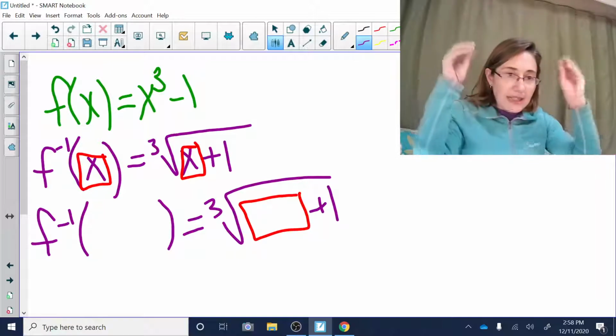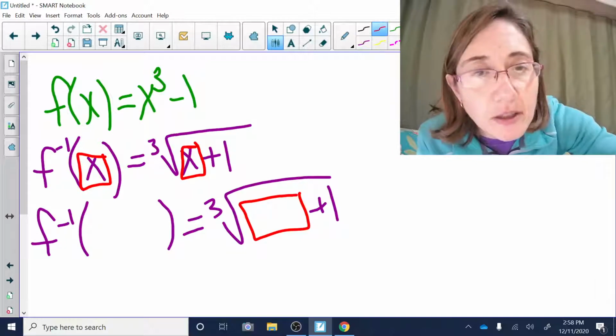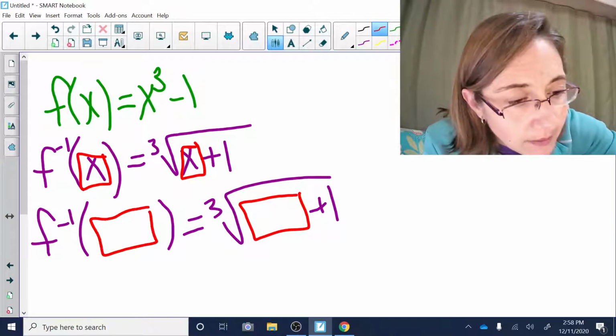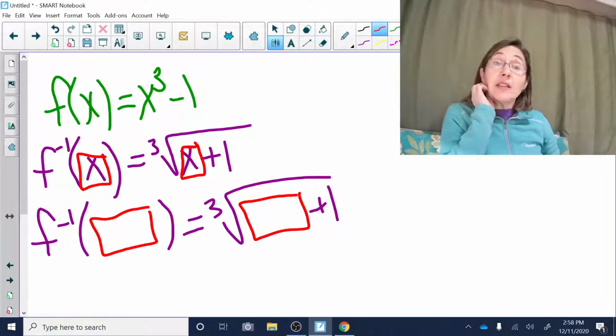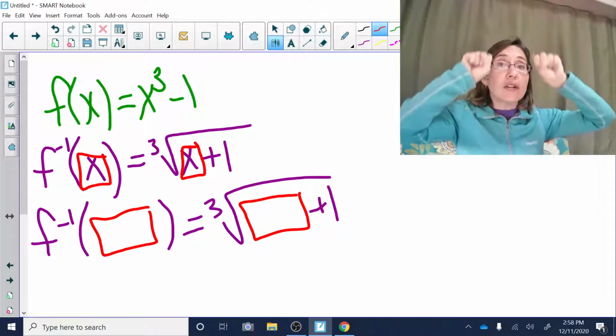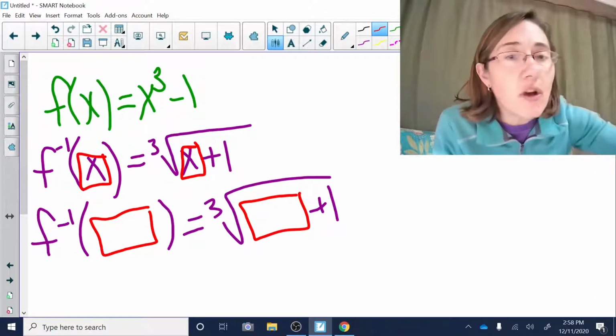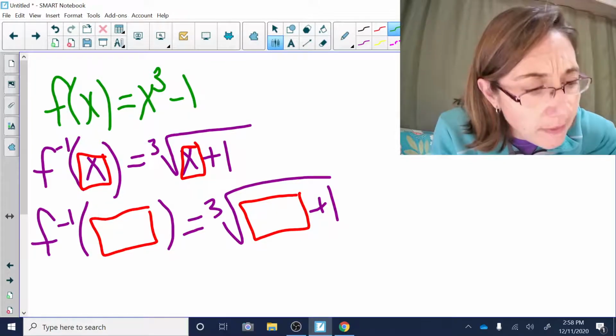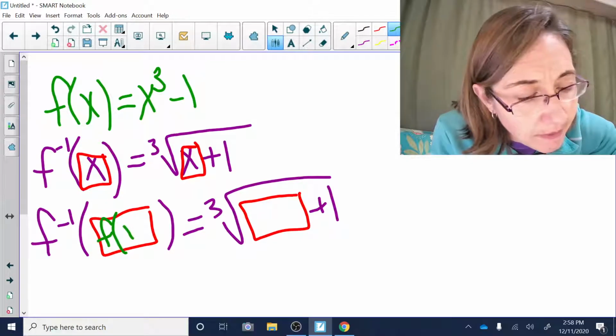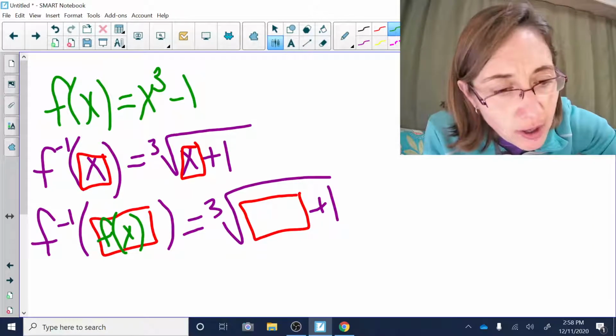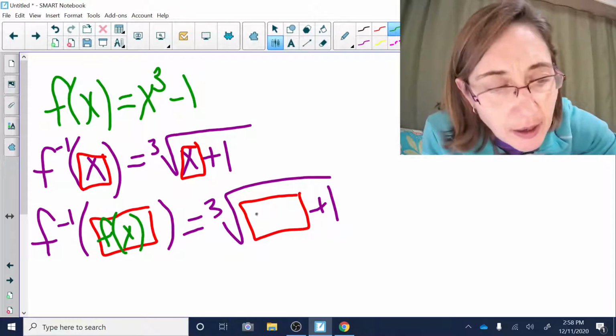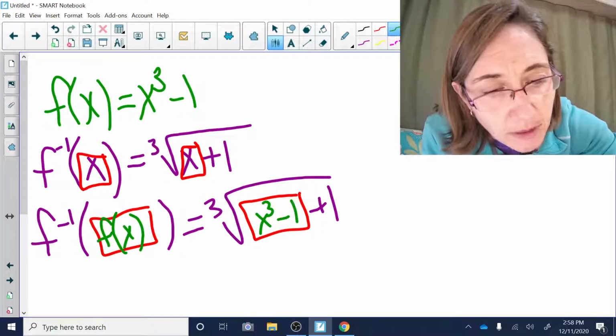Okay, so there's the same thing written. Oh, I forgot my red box over here. There, with some space to work. So into those red boxes, I'm going to insert my original function. On the function notation side, I'm going to put the f of x. And on the equation side of it, I'm going to put the x cubed minus 1.